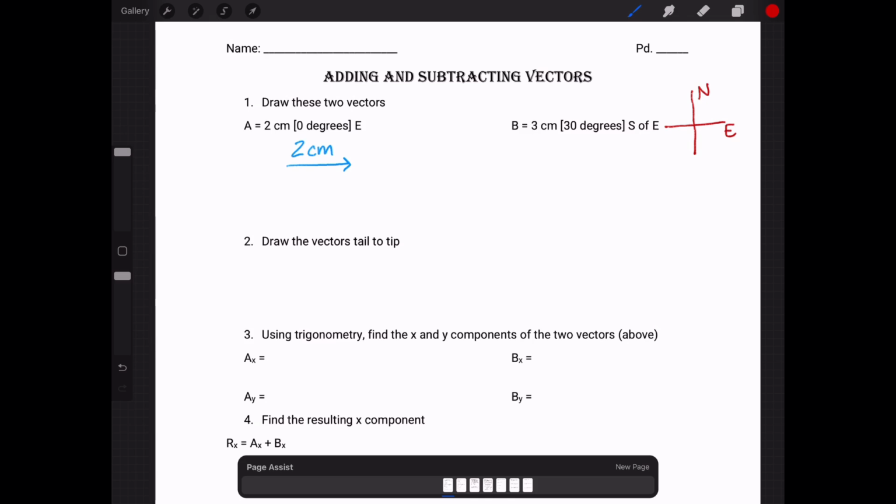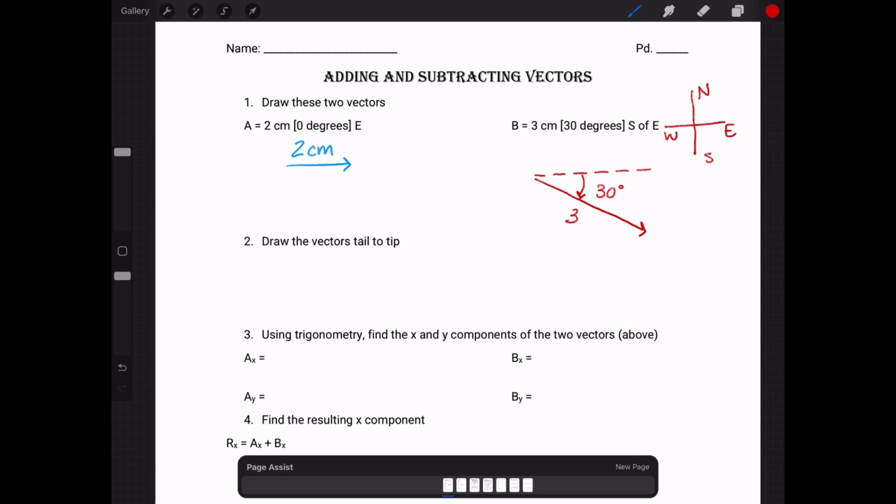North, east, south, west. So south of east means we start by going east first. And then how many degrees? 30 degrees. We go south of east, 30 degrees. And then we measure with our ruler 3 centimeters.